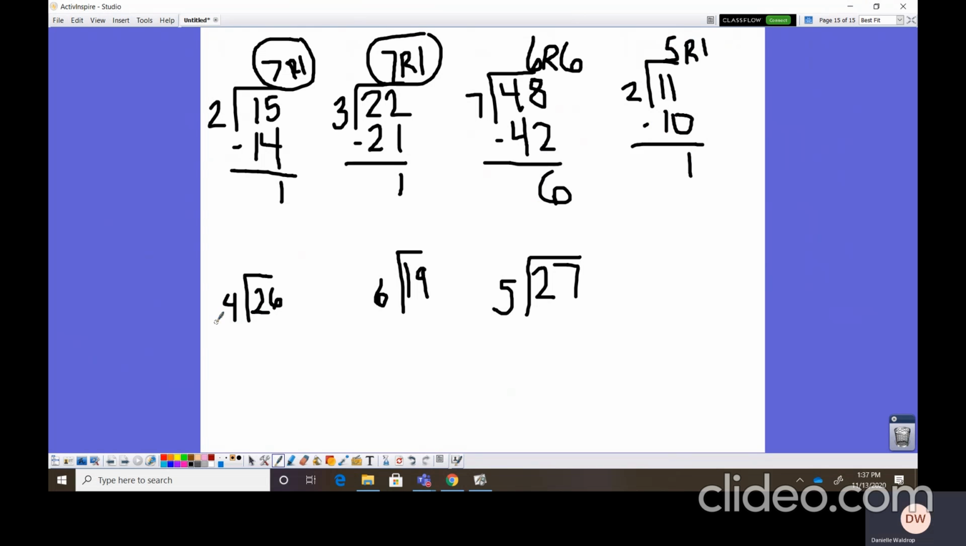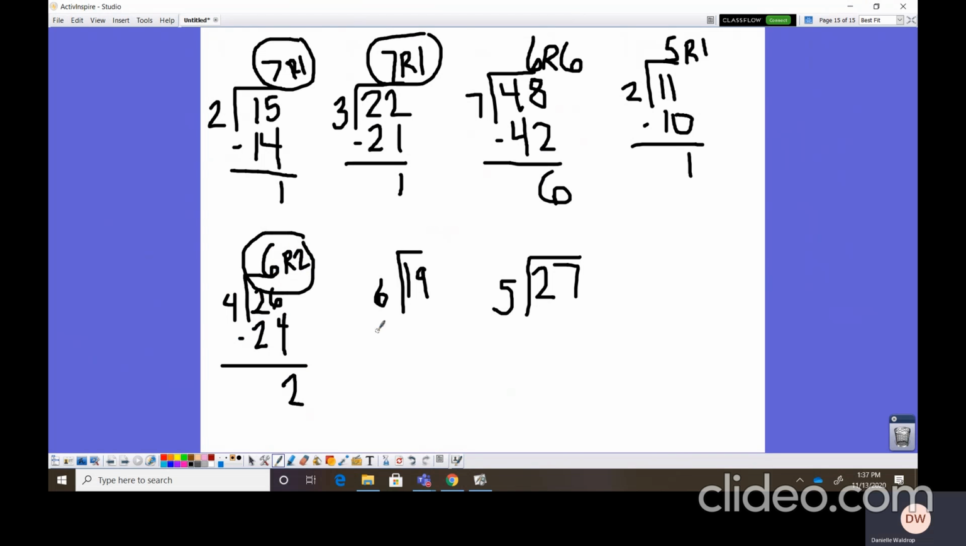All right, 26 divided by 4. 4 times 5 is 20. 4 times 6 is 24. 4 times 7 is 28. It's too big. I'm going to use the 6. 6 times 4 is 24. I'm going to put my 24. All right, I'm going to subtract. 6 minus 4 is 2. Of course, 2 minus 2 is 0. My divisor is bigger than this number, so that's my remainder. So 6 remainder 2.